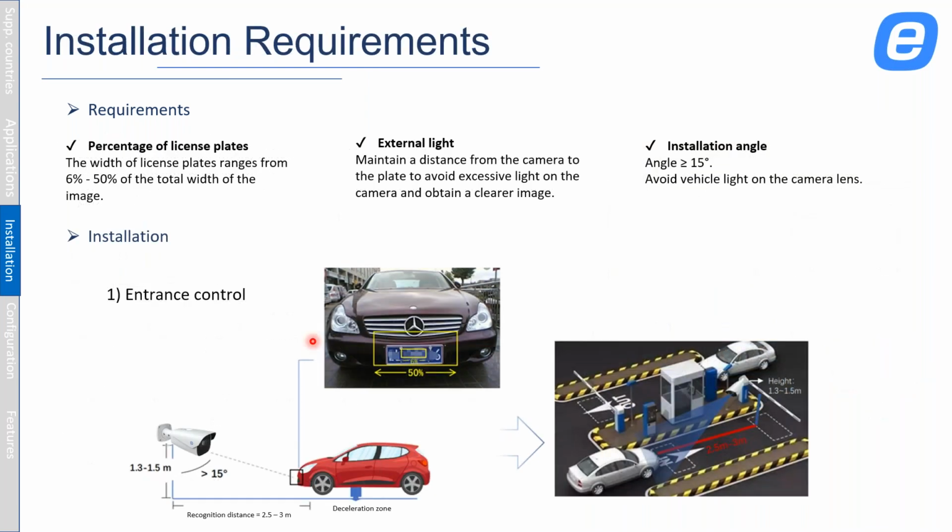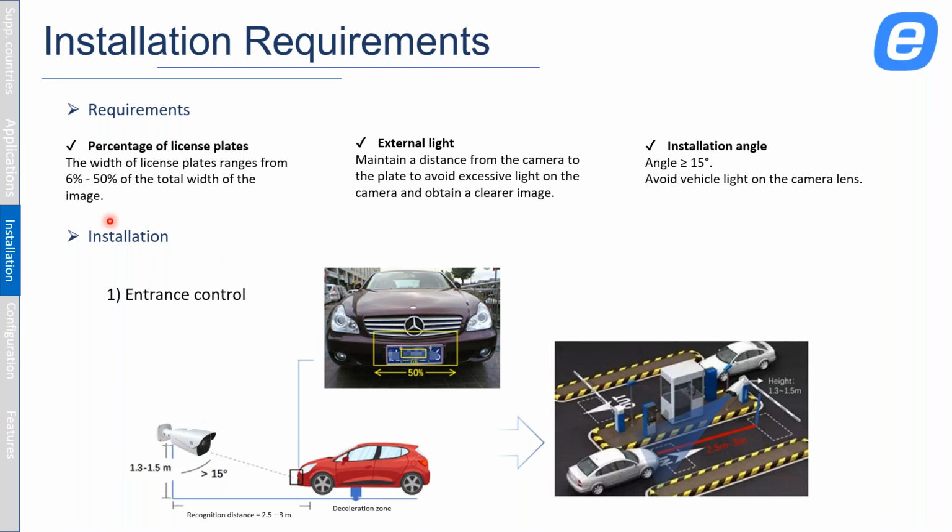Oh, installation requirements. So for the requirements, you would need a percentage of the license plate. The width of the license plate ranged from 6% to 50% of the total width of the image. So 6% being the minimum and 50% being the maximum. You would need some sort of external light to maintain a distance from the camera to the plate to avoid excessive light on the camera and obtain a clear image. And the recommended installation angle will be about 15 degrees to avoid vehicle light on the camera lens.